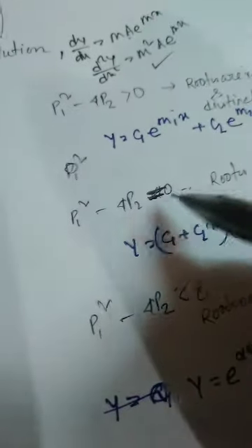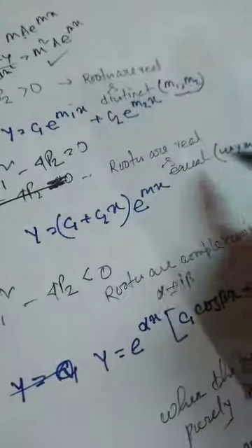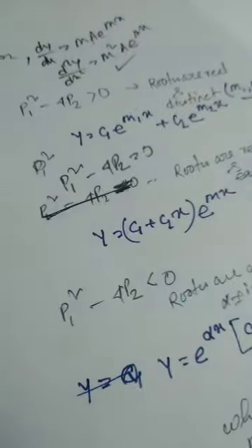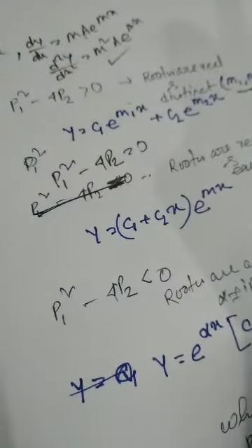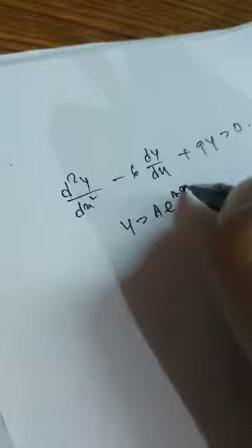Next, we will discuss when the discriminant p1 square minus 4p2 is equal to 0. When p1 square minus 4p2 is equal to 0, then we say that the roots are real and equal. Then the solution is of the form y = (c1 + c2 x) e^(mx). So now let us take one problem, that is d2y/dx2 minus 6 dy/dx plus 9y is equal to 0. Similarly here we take y = a e^(mx) as the trial solution.